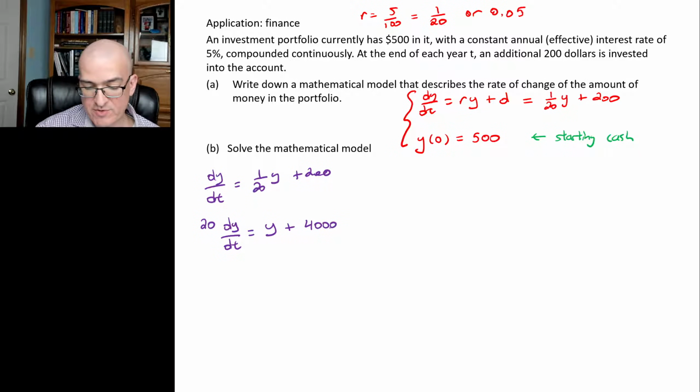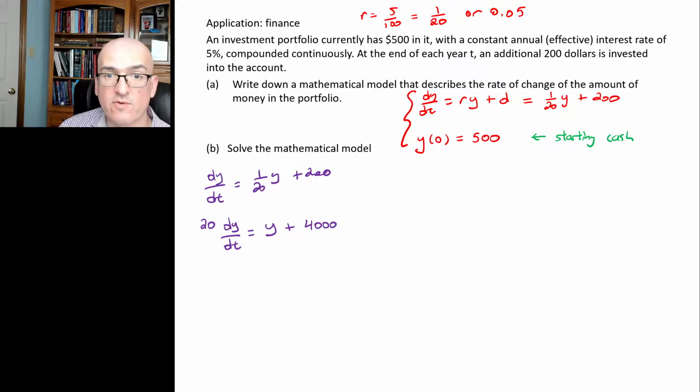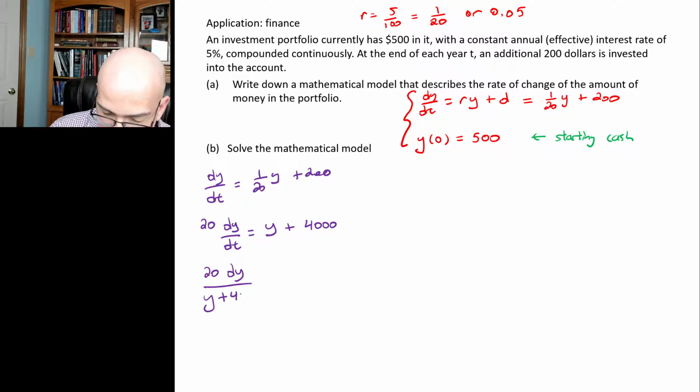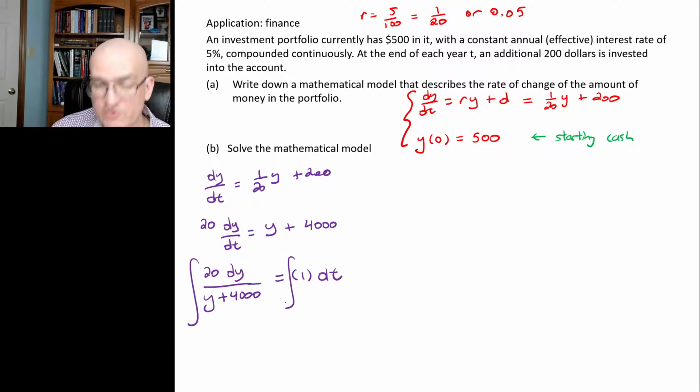$4,000, right? Multiply by 2, you get 400. Multiply by 10, you get 4,000. All right, and now I'm going to divide both sides by y plus 4,000. So 20 dy over y plus 4,000 is equal to 1 times dt, and then integrate both sides.